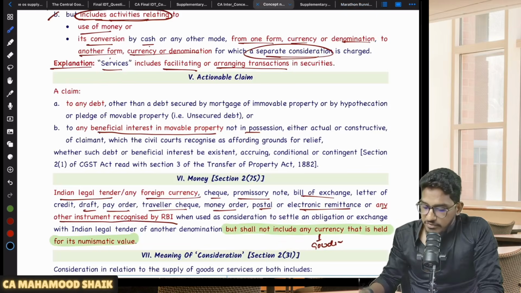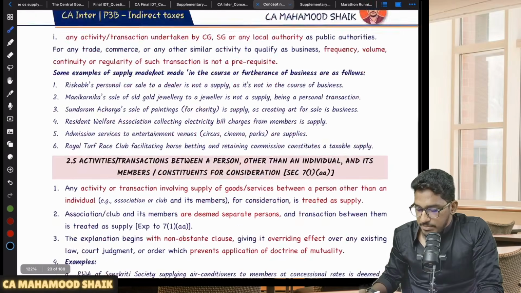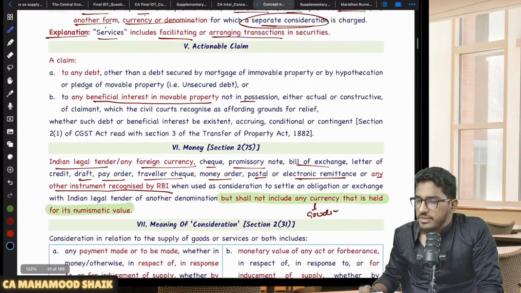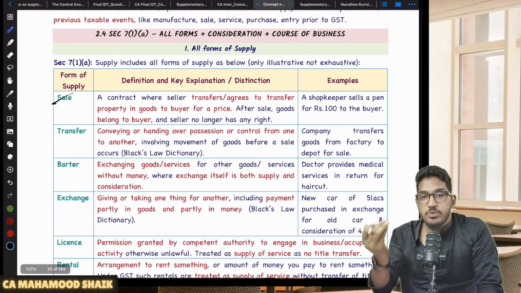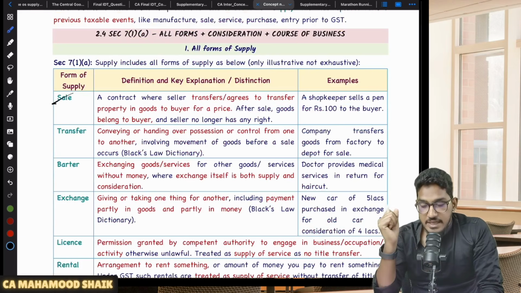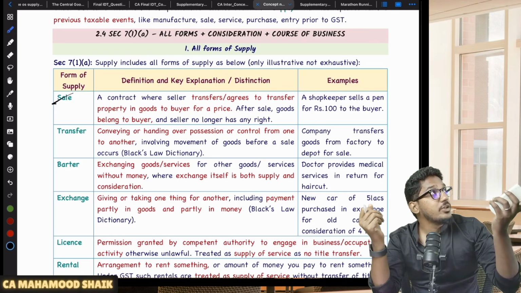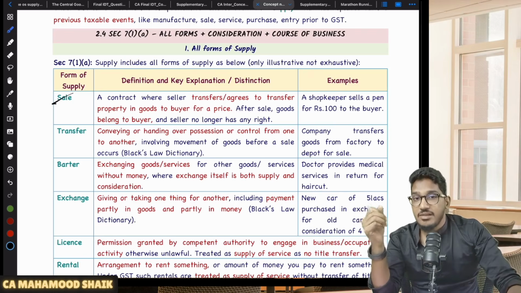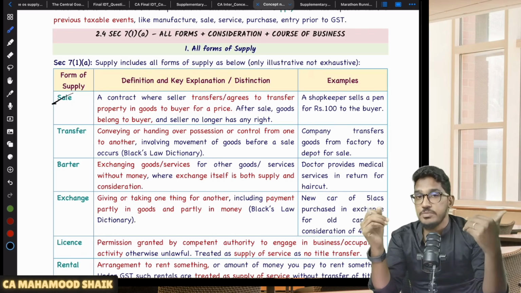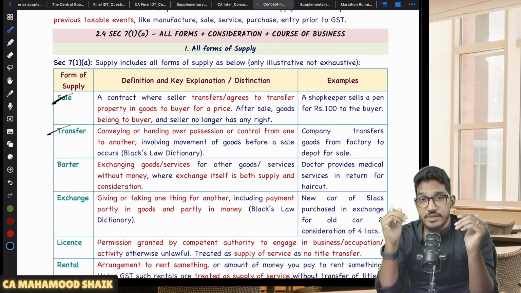Sir, what could be the different forms of supply? Supply could happen in different forms. Sir, what are all the different forms of supply? The list is here. It could be sale. Like if I'm a shopkeeper, one day a customer came to my shop and asked me to sell one product. So I took the money and sold it to him. What do you mean by sale? Transfer of property. I have transferred the ownership to another person. So sale could be a form of supply, or it could be a transfer.